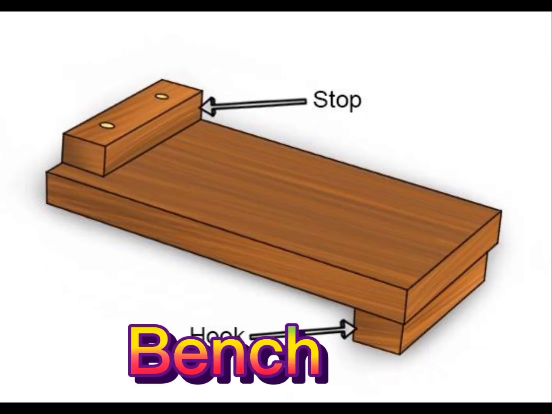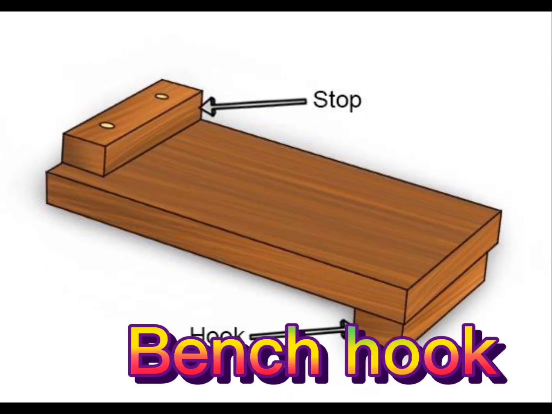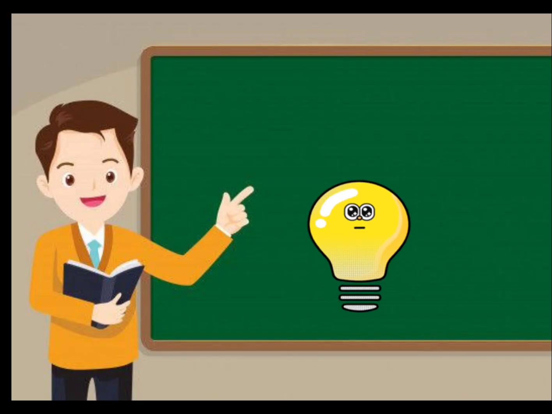Bench hook. This is used to hold small pieces of wood while sawing or chiseling. It is made of a piece of wood usually 8 inches wide and 9 inches long. It has two square stoppers screwed on opposite ends.